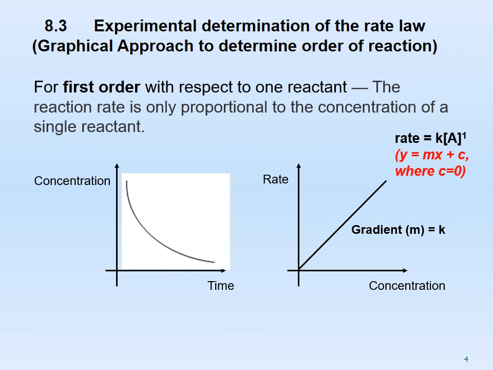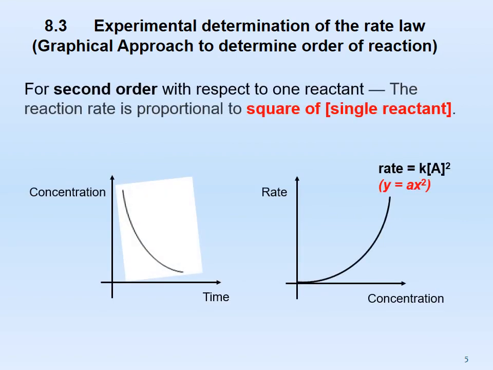The slope is negative. For second order with respect to one reactant, the reaction rate is proportional to the square of the concentration of a single reactant. The rate law is k times concentration of reactant A raised to the second power. The rate against concentration graph is a curve akin to y equals ax squared. Rate is the y-axis, concentration is the x-axis, k is a.